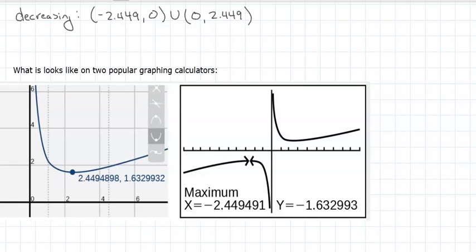So if you decide to do this on a graphing calculator, you can do that if you would like. So this, I believe, is a Casio, and this one over here on the right is a TI graphing calculator. You can look up on YouTube how to graph things on your calculator.